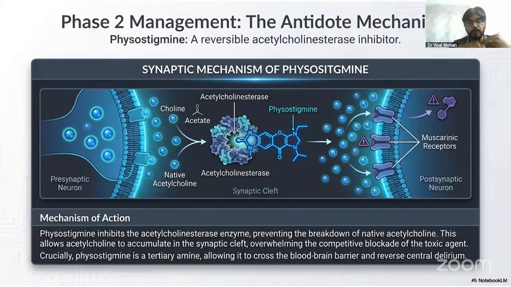is that acetylcholine will be there in the system. So they will competitively try to block the toxic agent at the muscarinic receptors. Okay. So this physostigmine is actually a tertiary amine. Okay. It crosses the blood-brain barrier and it reverses the central delirium as well. So this is a reversible acetylcholinesterase inhibitor. Okay.